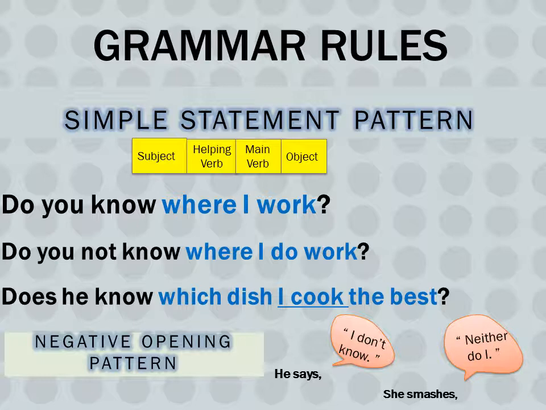Now, this use of neither in the start is a negative expression. Therefore, auxiliary do is coming before I. But note one thing, that after I it is a full stop. It is not a question mark. So this is because of the negative opening statement, which is almost opposite to simple statement pattern. Let's have some more examples.